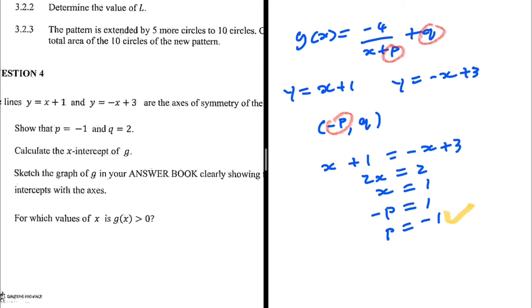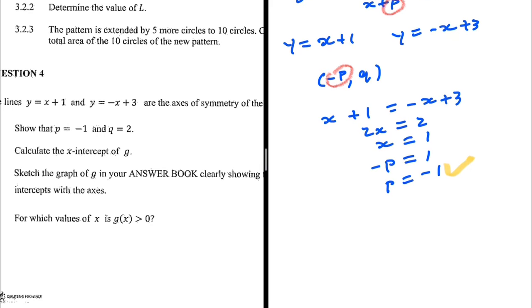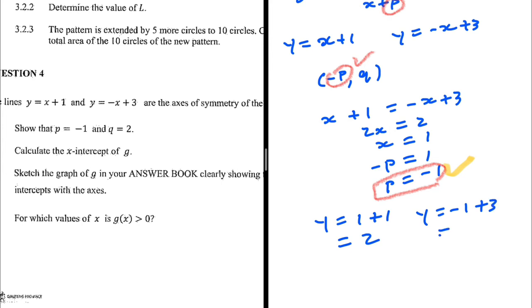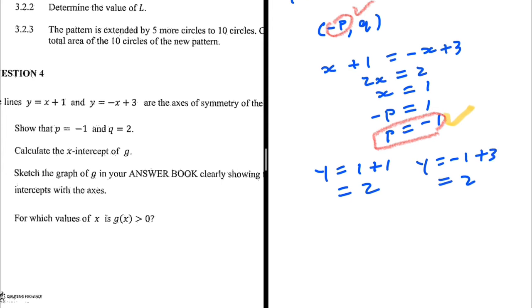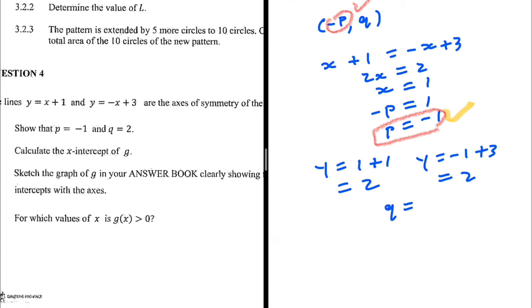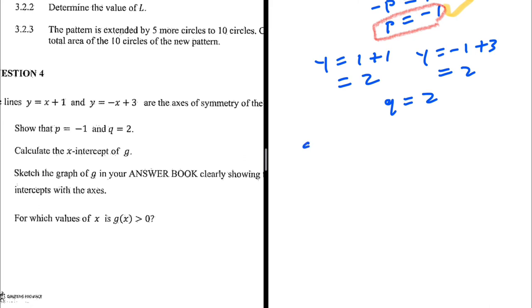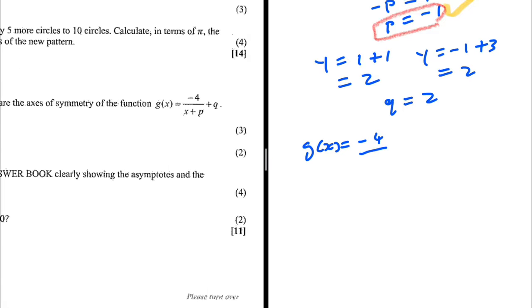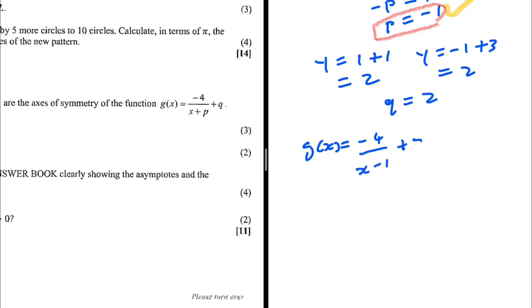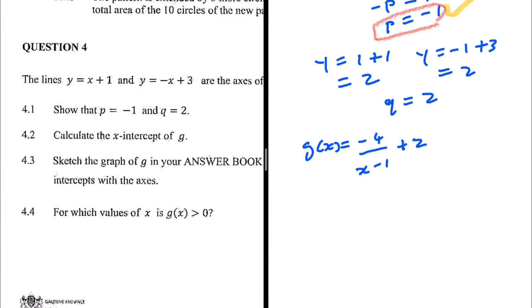And then the value of q, we can just substitute into one of the axes of symmetry. If we substitute on x plus 1, we have 1 plus 1, which is equal to 2. And then on the other equation, we get the same thing. We get minus p, so we're going to get minus 1 plus 3, and this is equal to 2. So there we go. The value of p is minus 1, and the value of q is 2. So now we know that g of x is equal to minus 4 divided by x minus 1, plus 2.